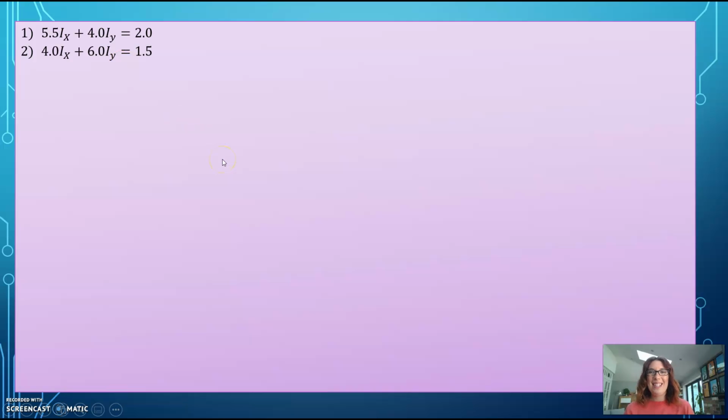So I need to get rid of one of the unknowns to find out what the other one is. Nicely, both of these fit in 12. So I'm going to try and make 12IY here. So I'm going to multiply expression 1 by 3. So this one by 3. So I get here 3 times 5.5IX plus 4 times IY, and that will equal 2 times 3, because I'm multiplying everything by 3. So that's 16.5IX plus 12IY equals 6. So I've just expanded out this bracket and then done this sum here.